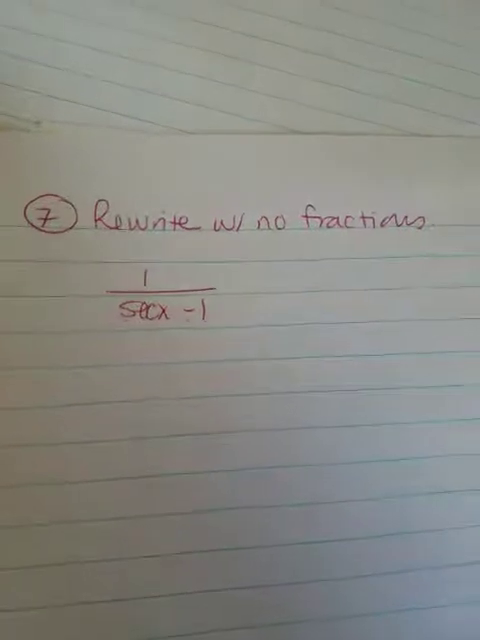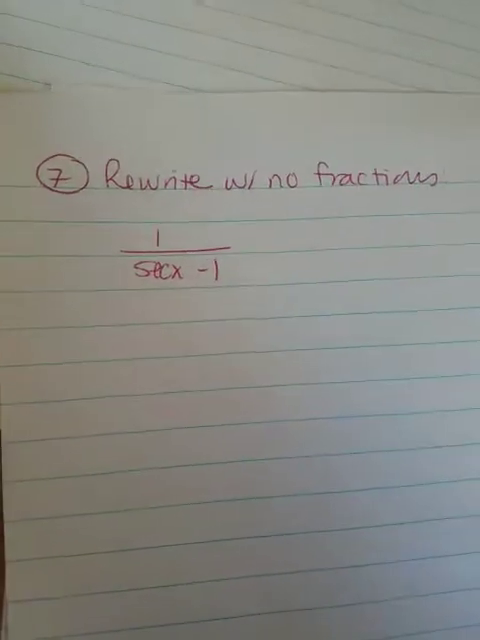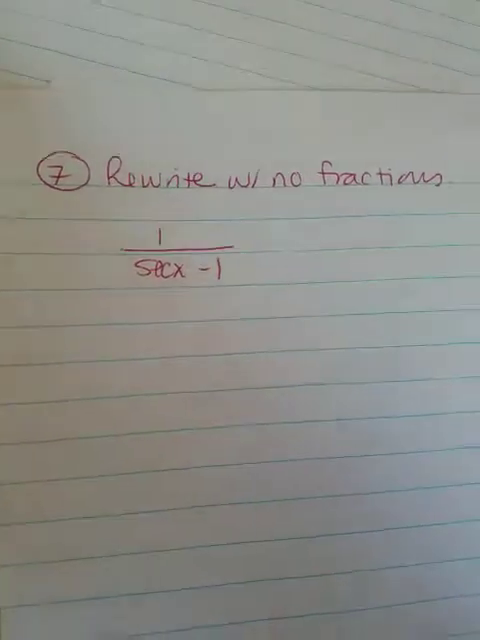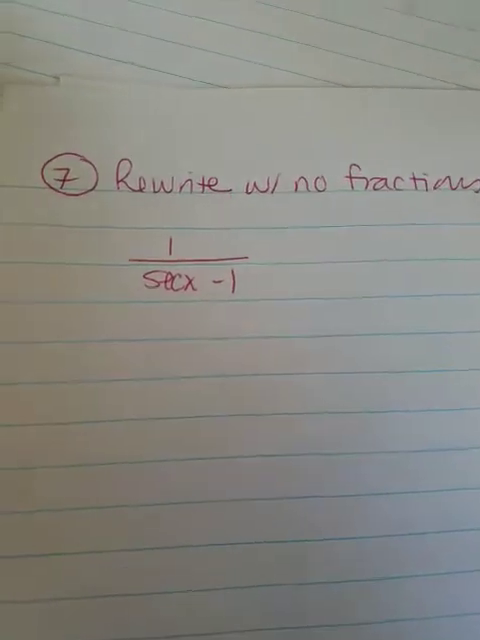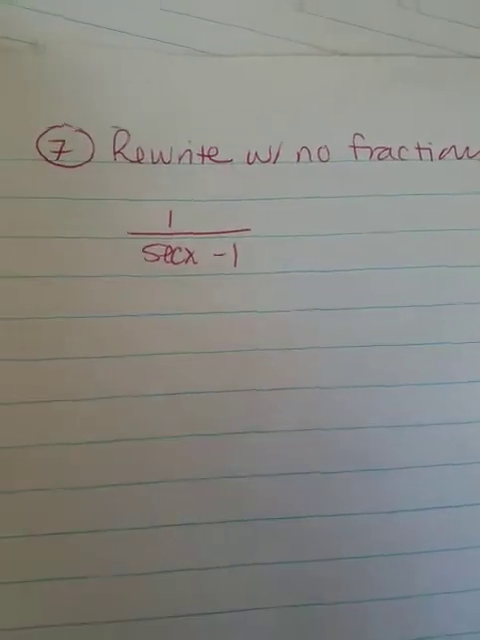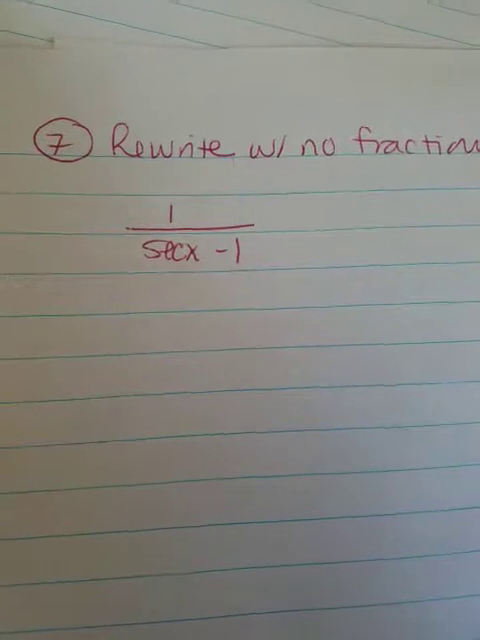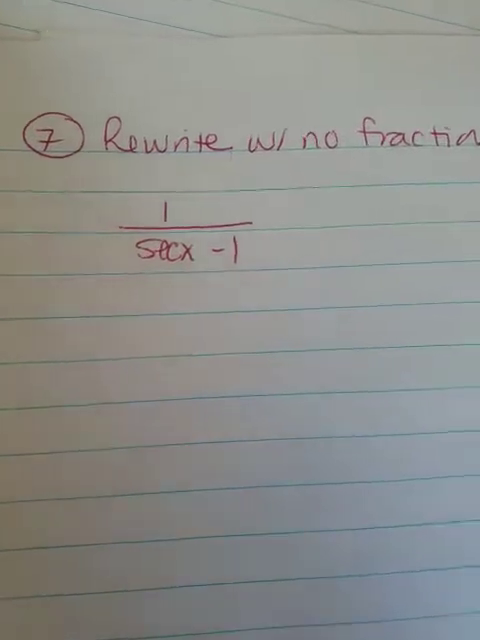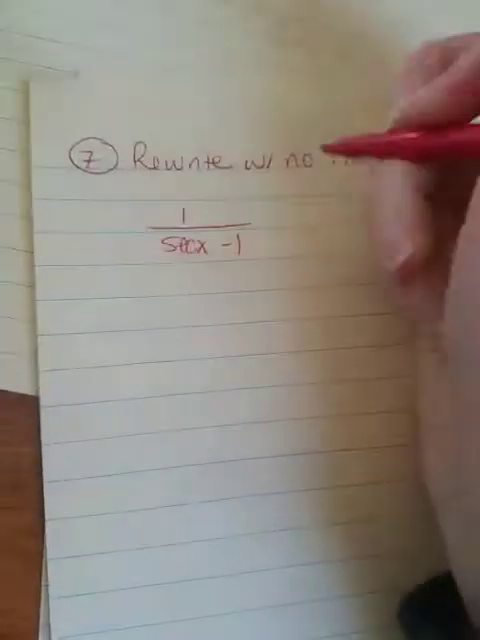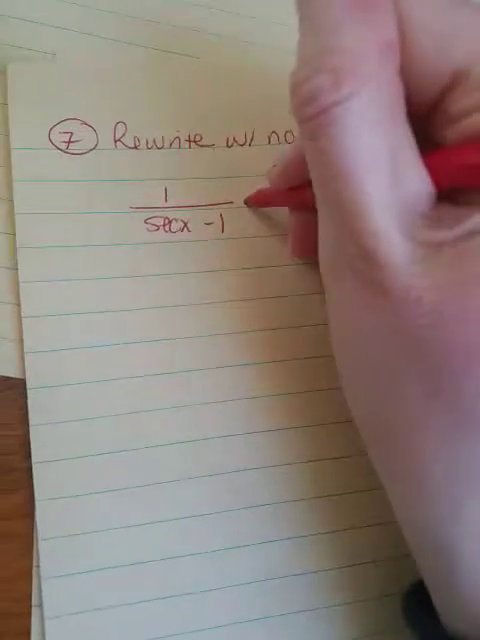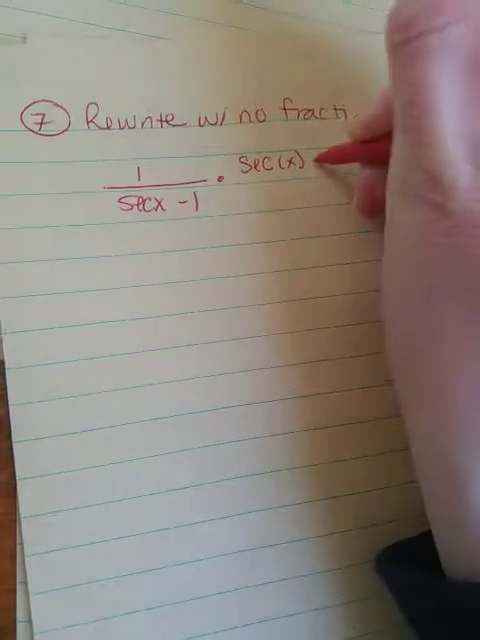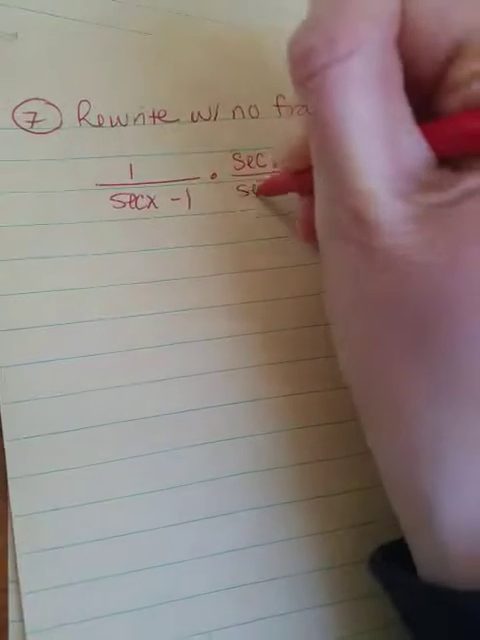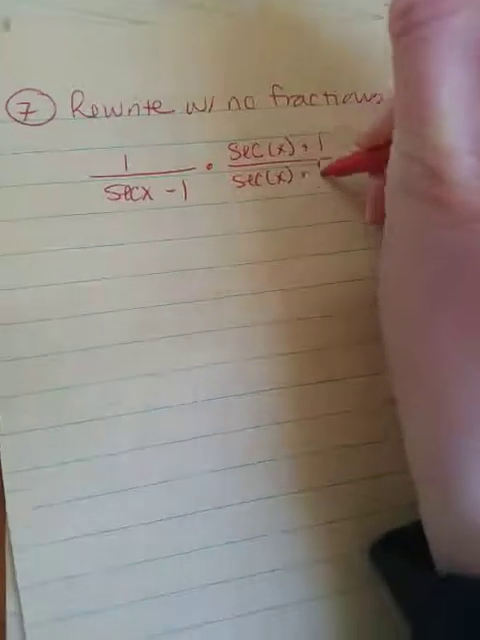Third video for 5-1, another type of question you could be given is rewrite a given expression with no fractions. So here we are, 1 divided by secant of x minus 1. If you're looking at that, there's no identities you can really use. So your best bet right now is to multiply by your conjugate, secant of x plus 1 divided by secant of x plus 1.